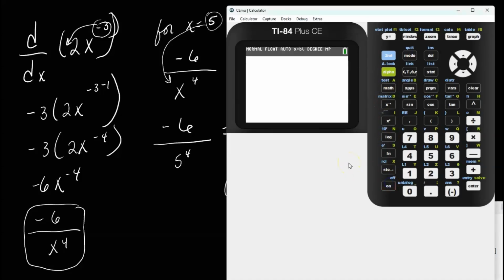To check this on a graphing calculator, go to y equals and enter our original equation, which was 2x raised to the negative third power. If you would like to see this graph, let's go to zoom and 9. And there's our graph. So to get the derivative, we go second trace, which is calc, and we're going to go down to dy/dx, which is number 6. Now I want to enter the value for x. If I put 5 here and press enter, it's going to give me that dy/dx is equal to negative 0.0096, the same as we got earlier.